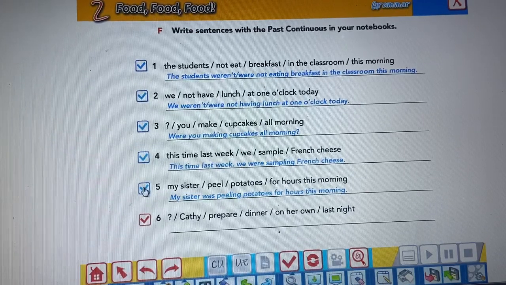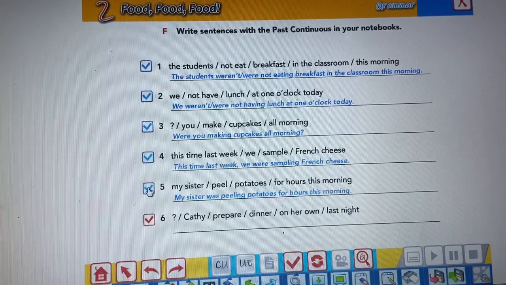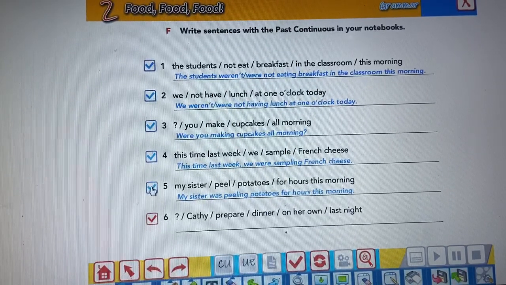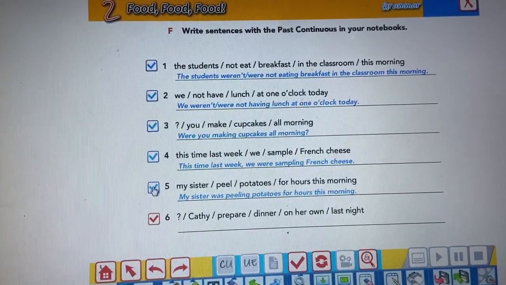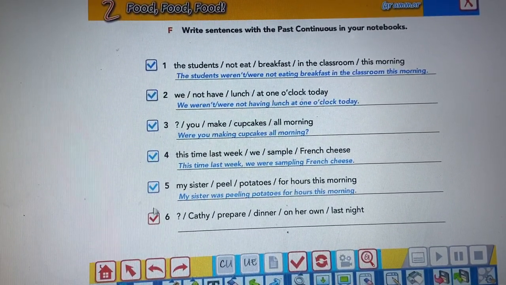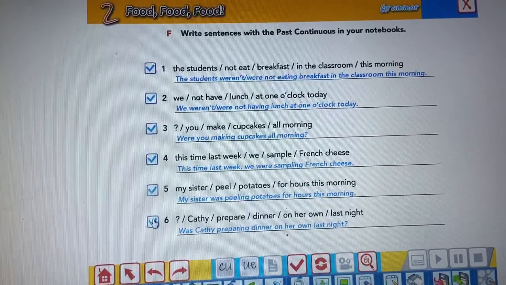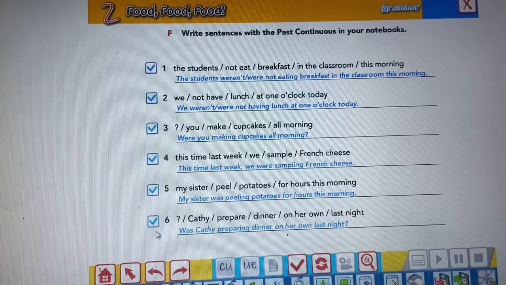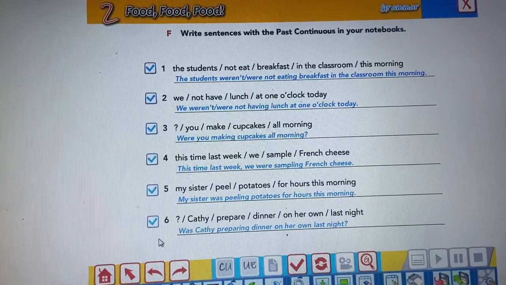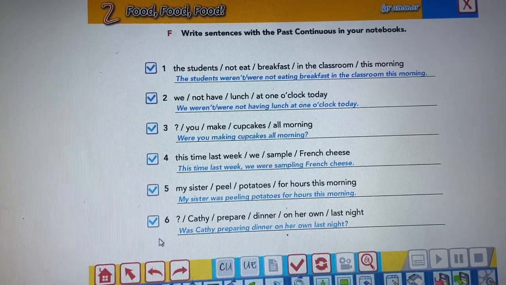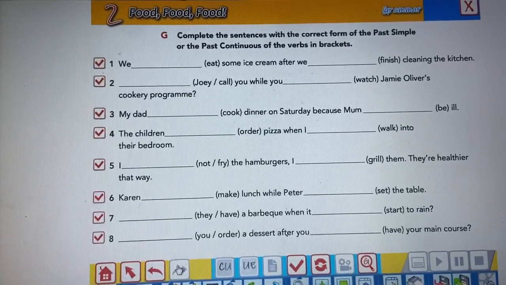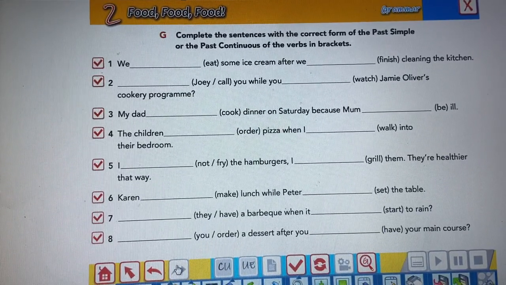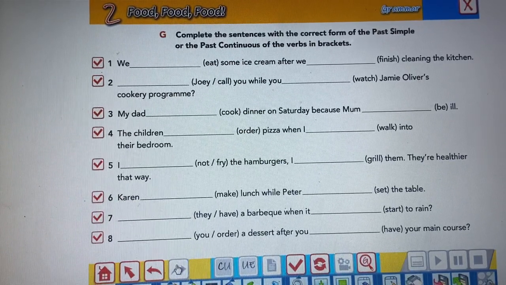And the last sentence, Kathy prepared dinner on her own last night. So Kathy is a singular subject. So was Kathy preparing dinner on her own last night? Here we're done with exercise number F. Let's move to exercise number G. Complete the sentences with the correct form of the past simple or the past continuous of the verbs in brackets.